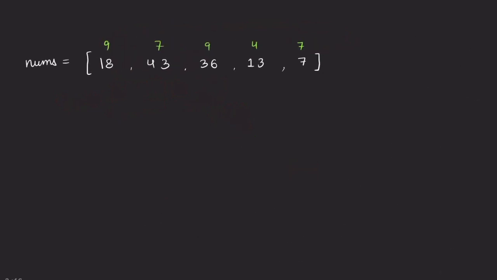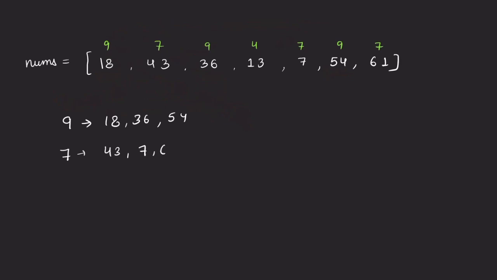Let me add two more numbers over here. Let's suppose 54 and then 61. So now here the digit sum will be 9 and here it will be 7. If you see these elements, their digit sum is equal, so they can be paired together, right? If I write them somewhere, for 9, what are all the elements whose digit sum is 9? That is 18, 36, and 54. Then for 7, it is 43, 7, and 61. And then for 4, it is 13.